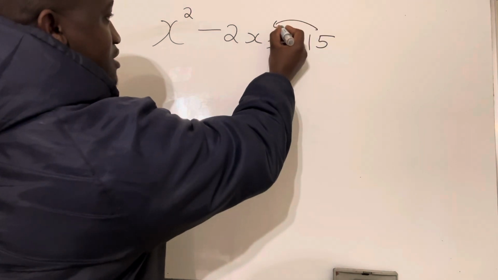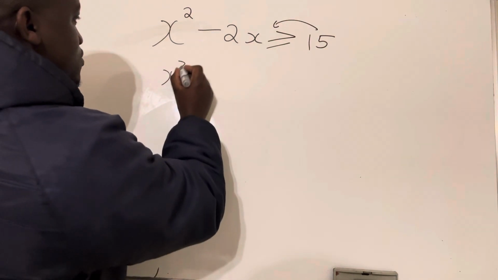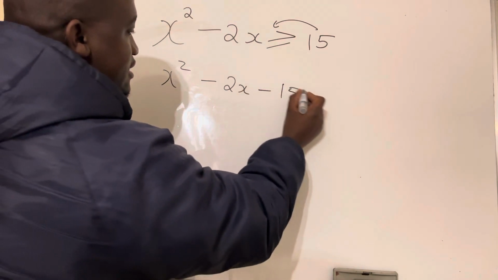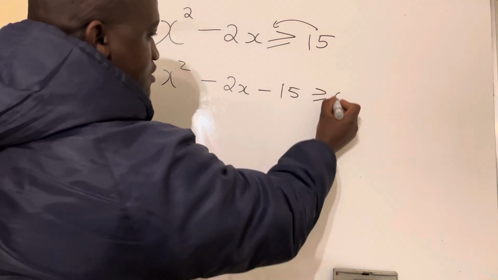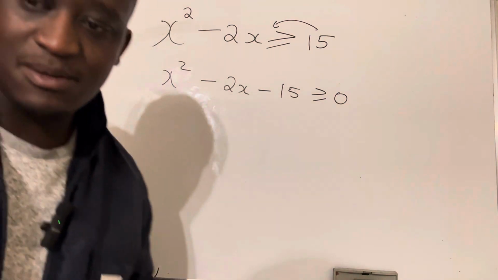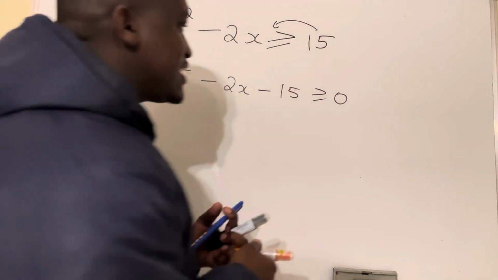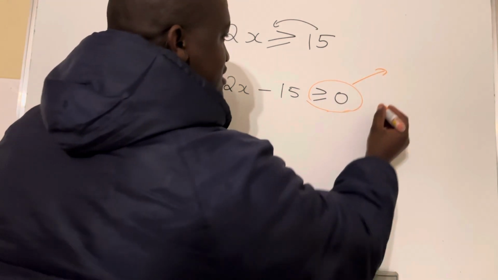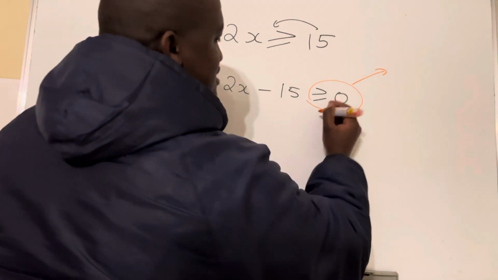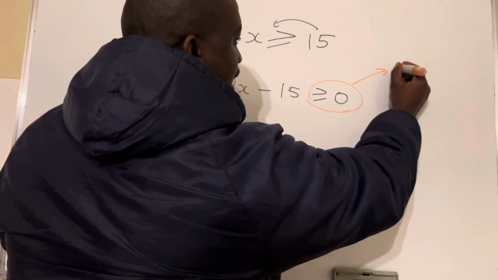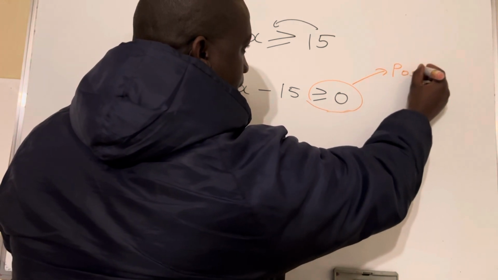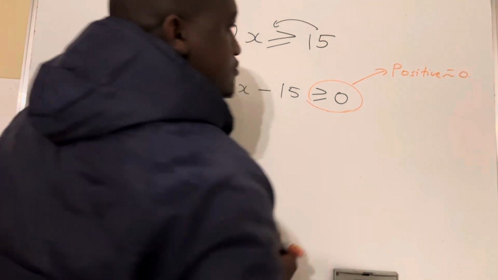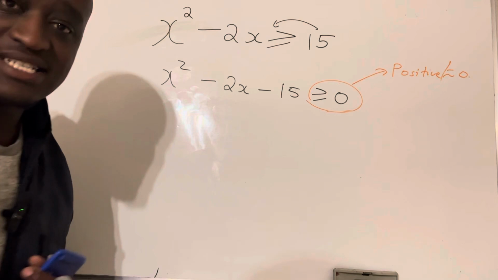We take this 15 to the other side, then we're going to have x squared minus 2x minus 15 greater or equal to 0. Now keep in mind, what does greater or equal to 0 imply? It means our answer must give us anything positive or equal to 0. Positive or equal to 0, right?